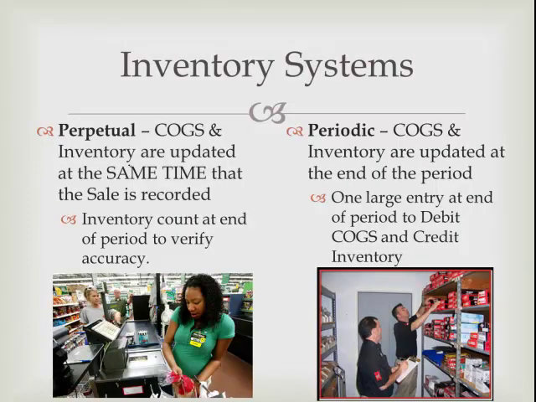Okay, our inventory systems, perpetual and periodic. We're doing perpetual because we make an entry for cost of goods sold and inventory after every sale. Perpetual means ongoing, and we do that every time we make a sale. Periodic would be where we just record the sale, and then at the end of the month, we go make one huge entry to cost of goods sold and inventory.